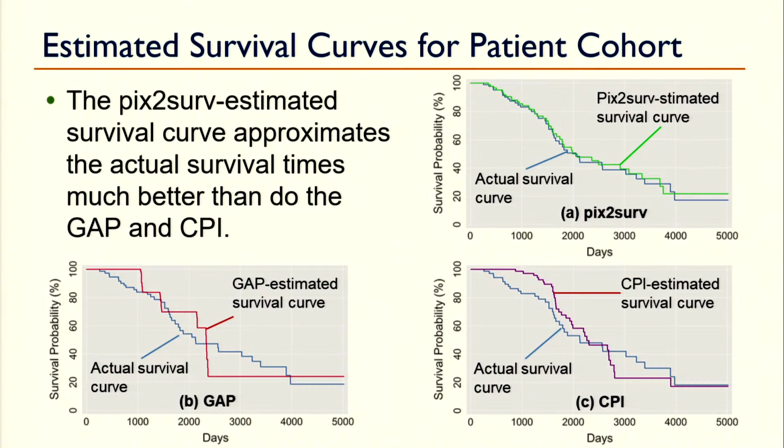This slide shows the survival curves for the IPF patient cohort, as estimated by Pix2-Serv, the gap index, and the CPI. The overlapped blue curve shows the actual survival time curve. Visual assessment of these curves indicates that the survival curves estimated by Pix2-Serv approximate the actual survival times much better than do those of the gap index and the CPI.